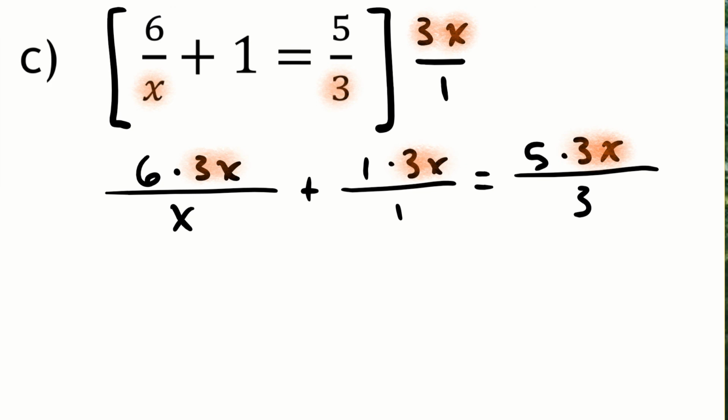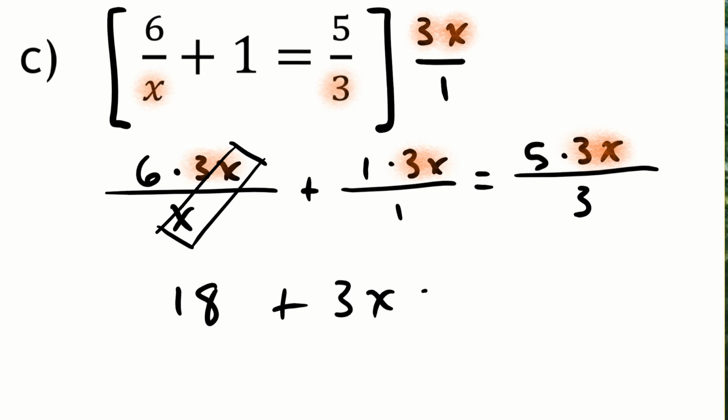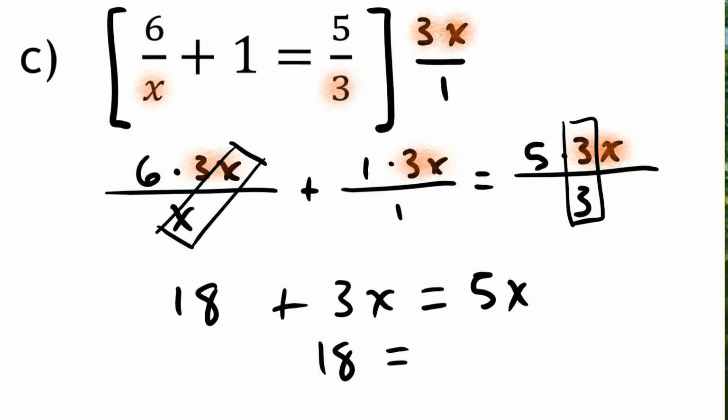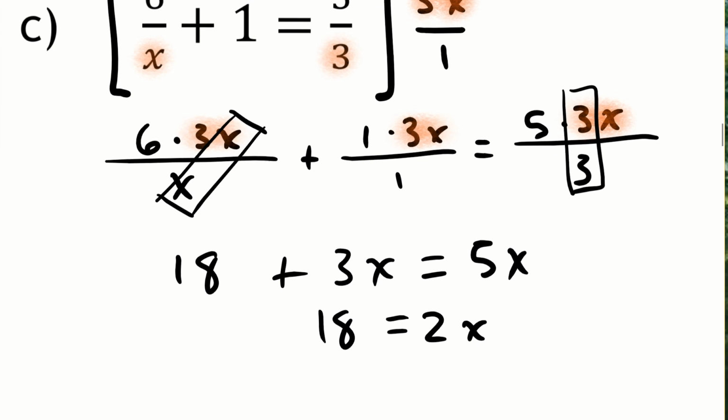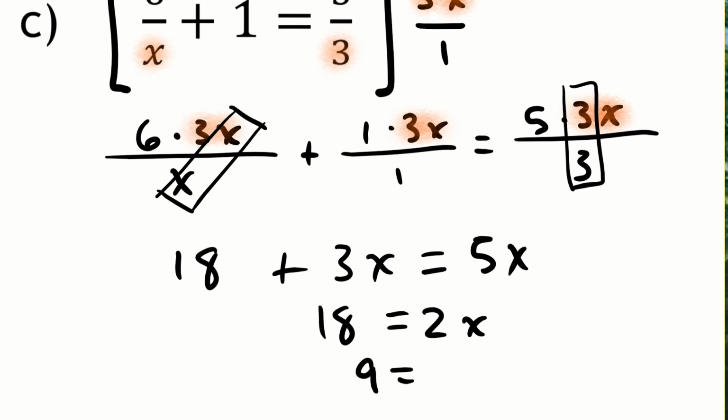What's nice about that is I've identified some values of 1 as a result. So this, right, x over x is equal to 1. So this becomes just the number 18 plus 1 over 1 is 1. This is just going to be 3x. And then equals, this has a giant one in the form of 3 over 3, so this is going to become 5x. If I subtract 3x from both sides, we get that 18 is 2x. And if I divide both sides by 2, we get that 9, right, is what x is. x must equal the number 9.